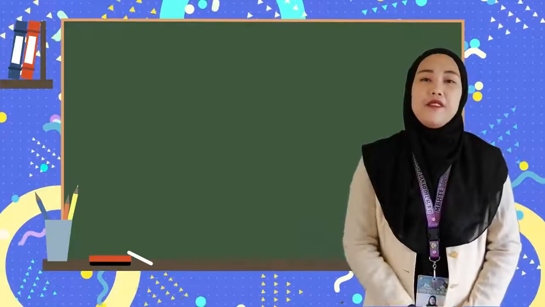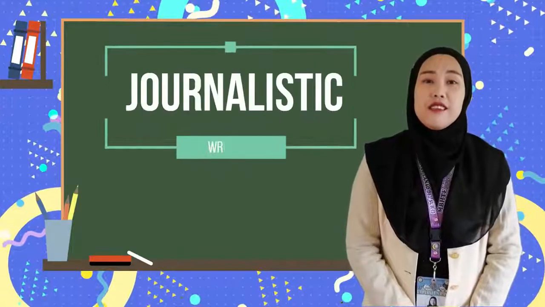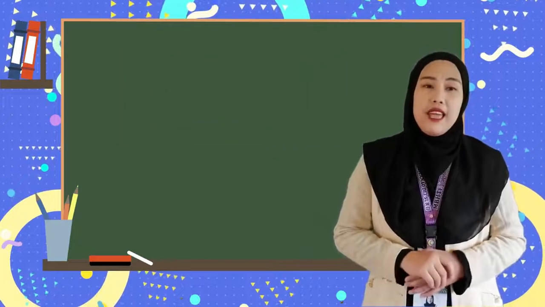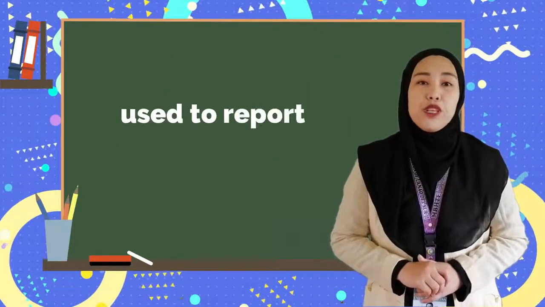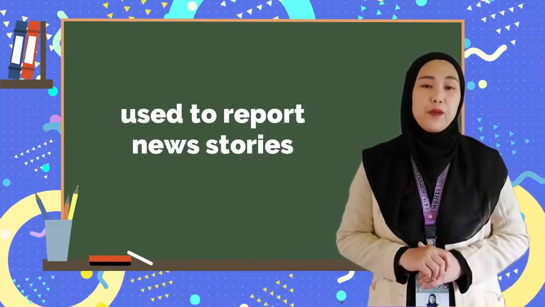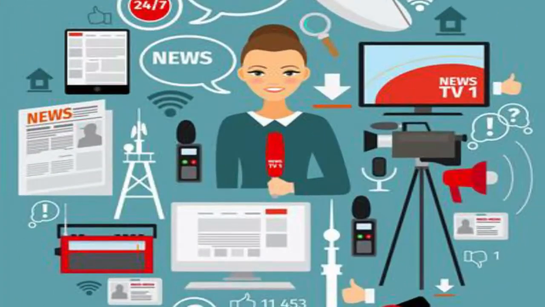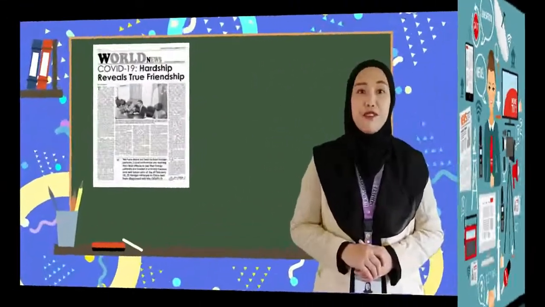The second type of text is the journalistic writing. Journalistic writing or text is used to report news stories in newspapers, television, and radio broadcasts with the purpose to quickly inform and to persuade. Remember that the most important part of journalistic writing or text is the dissemination of information.